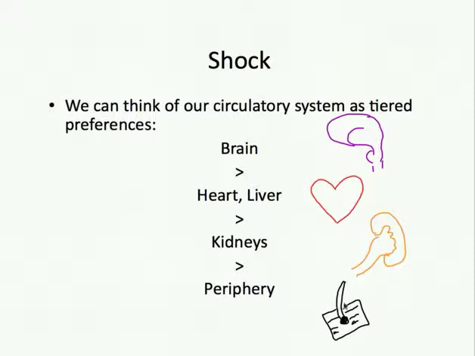And classically in shock, we think of individuals undergoing shock as having cold and clammy extremities, and that's a result of the decreased blood flow to the peripheries that can occur in a shock state.